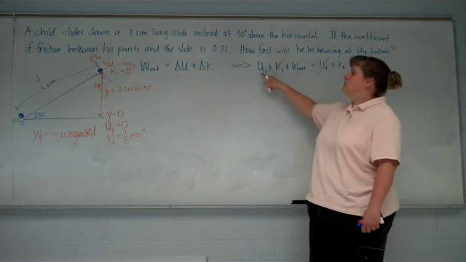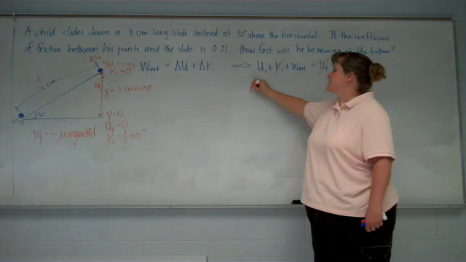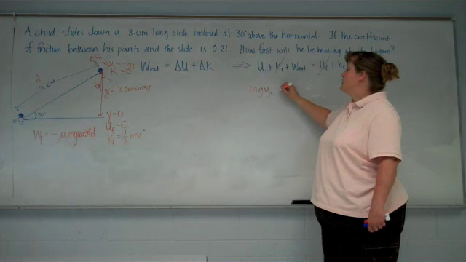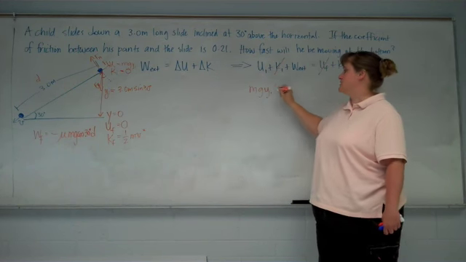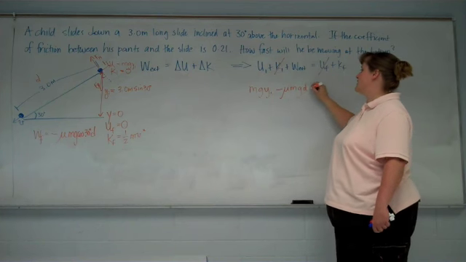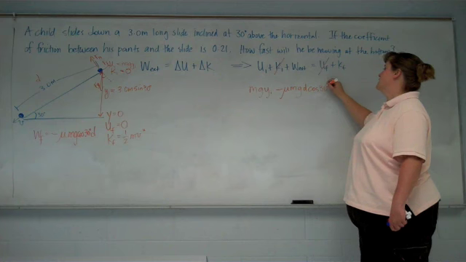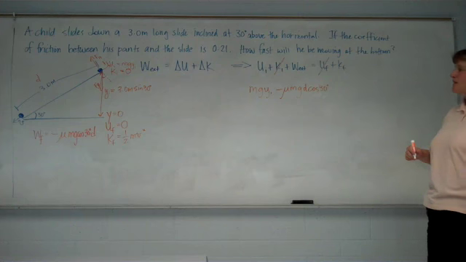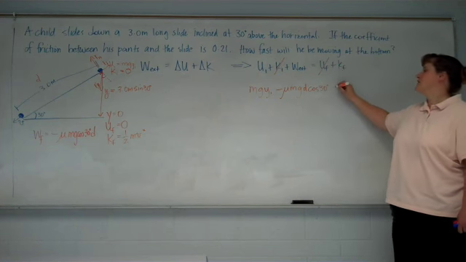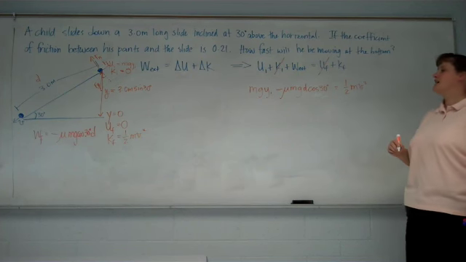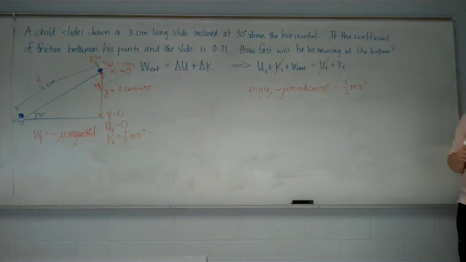So plugging in, the initial potential energy is mgy initial. The work done by friction is negative mu mg. I'm going to bring the d over. Just put it in front of the cosine. Doesn't really matter. So that's the work done by friction. That has to equal, finally, the kinetic energy that the kid has.